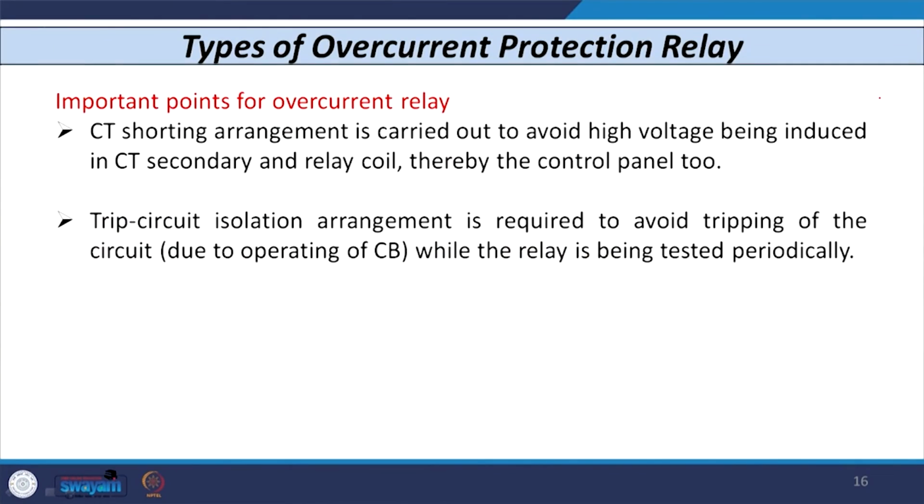Now for all these four types of overcurrent relay which we have discussed, starting from the instantaneous overcurrent relay first, second definite minimum time relay, third that is inverse time overcurrent relay, and the fourth is the inverse definite minimum time relay. So, for all four types of overcurrent relay, two points are very important. The one point is the CT shorting arrangement that is to be carried out to avoid high voltage being induced across the CT secondary.